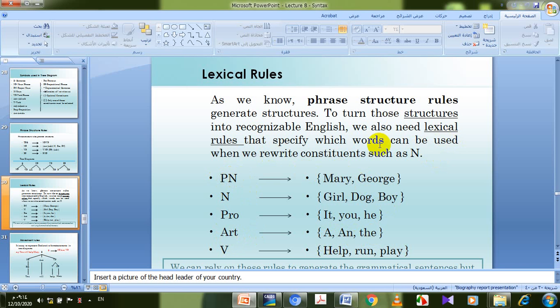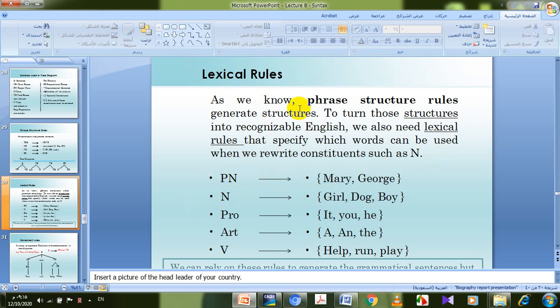But when we transform it into a lexical rule, we say PN rewrites as Mary, George. This is lexical rules. Noun: girl, dog, boy, lexical. This is lexical. This is structure.